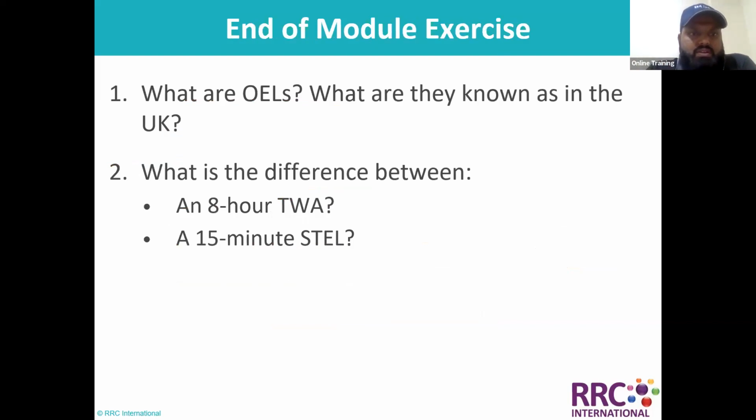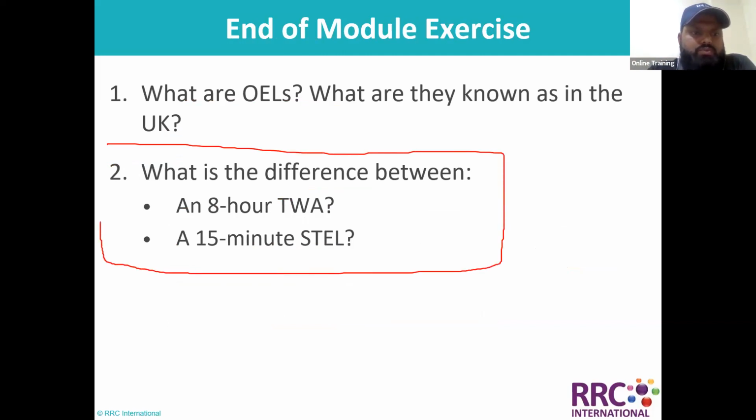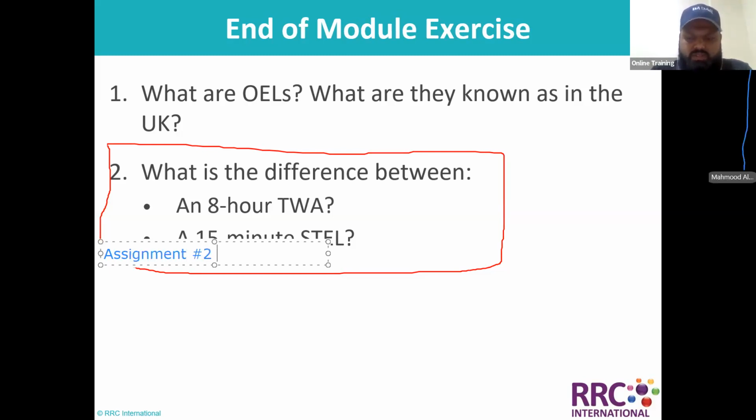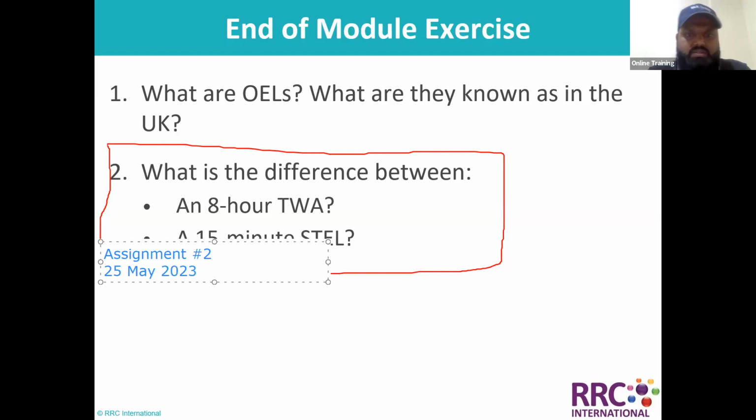So over here, there is an end of module question. What are OELs? What are they known as in the UK? What is the difference between them? The assignment will cover only question number 2, which is very important. I will be mentioning it over here. This is your assignment. We already discussed it, by the way. I want you to memorize this. That is why I'm giving you the first one, no worries, but the second one is important. Question number 2.